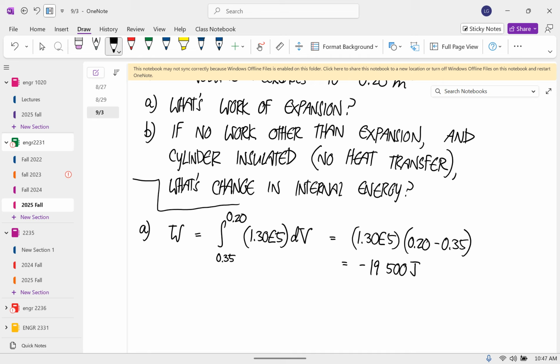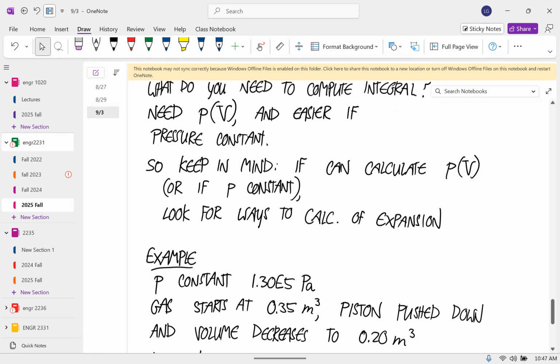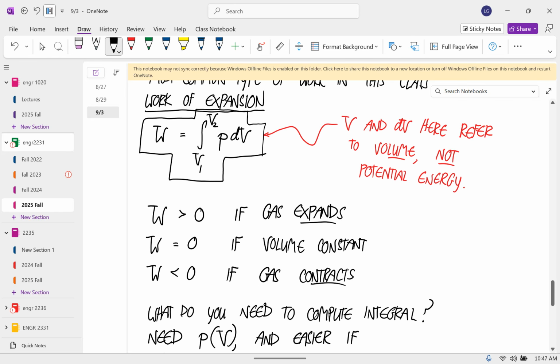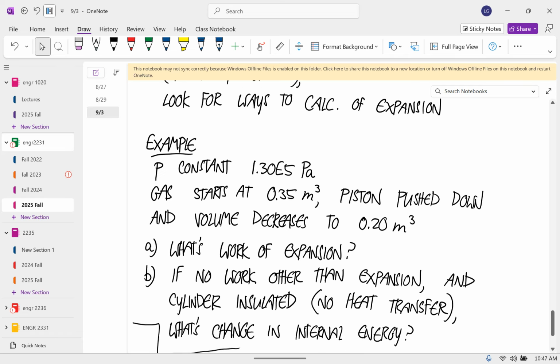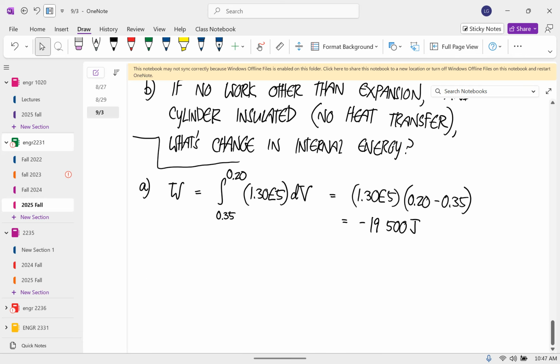Okay, does it make sense that it's negative? Yes. The volume decreased, and I said here, it's always the case that if the system expands, your work of expansion is positive. If it contracts, your work of expansion is negative. So that's good. How much energy is this?